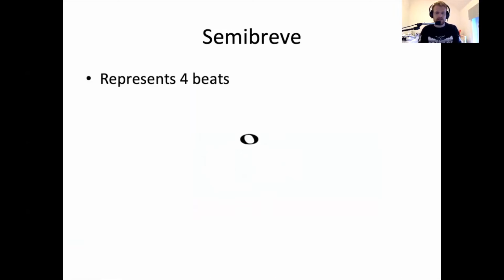Okay, so at first let's look at this note, just a round circle. It's called a semibreve, and it represents 4 beats. So when this note is played in music, it will last for 4 beats. The time it takes to play those 4 beats, however, will depend on the tempo of the piece of music. It could be slow, it could be fast, it could be moderate. So let's look at how this works in practice.